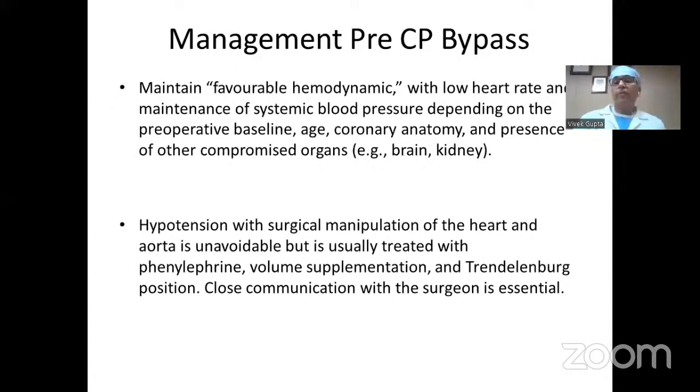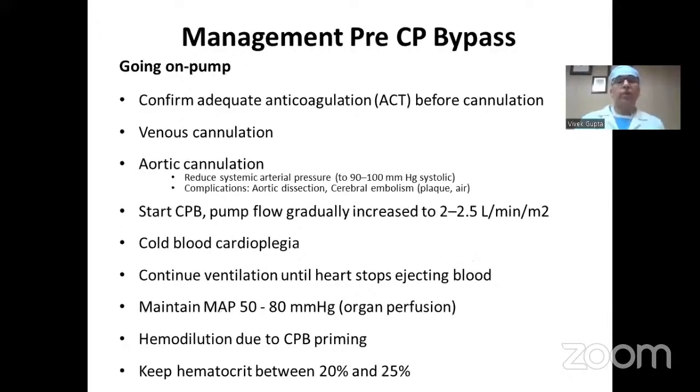If we have planned for on-pump CABG, meaning with the use of cardiopulmonary bypass, we, as anesthesiologists, should ensure that we are maintaining adequate hemodynamics prior to going on bypass, so ensuring adequate brain and kidney perfusion. Especially when the surgeon is manipulating the heart, there is always a risk of reduction in the blood pressure, which can be detrimental. So the hemodynamics should be maintained with the help of volume resuscitation, Trendelenburg position, as well as with the use of a small dose of phenylephrine for increasing the blood pressure.